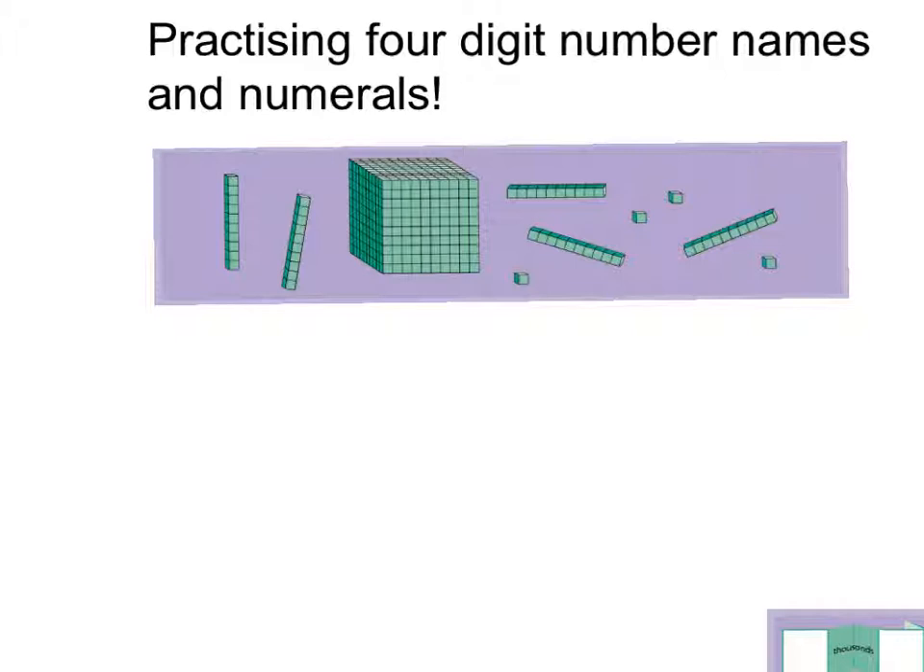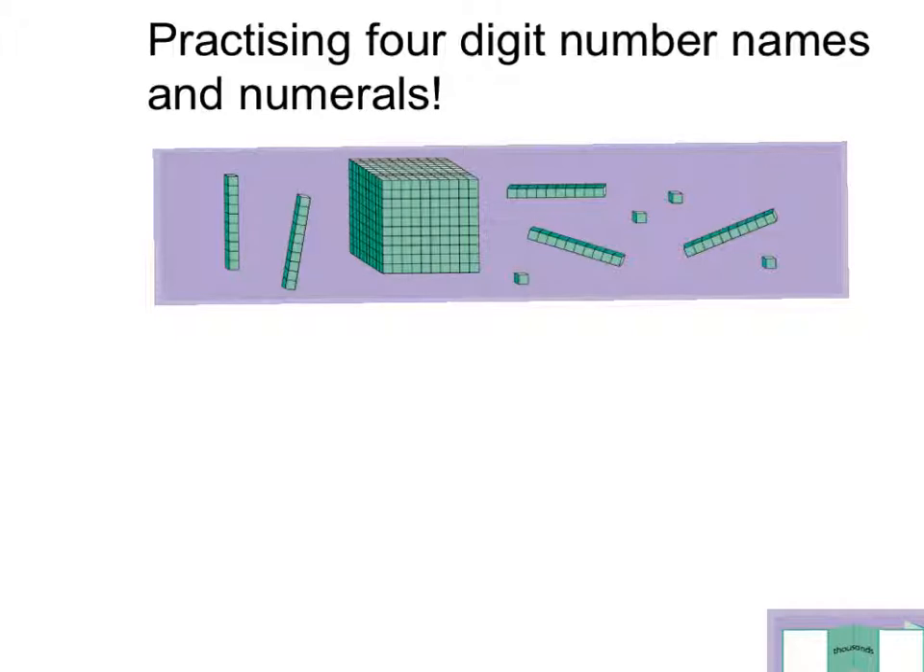So we've got here a thousands block. What else have we got? A tens block, a tens block, a 1, another 1, and a 1, and a 1, and a tens, and another tens, and another tens. Let's work out what this number is.